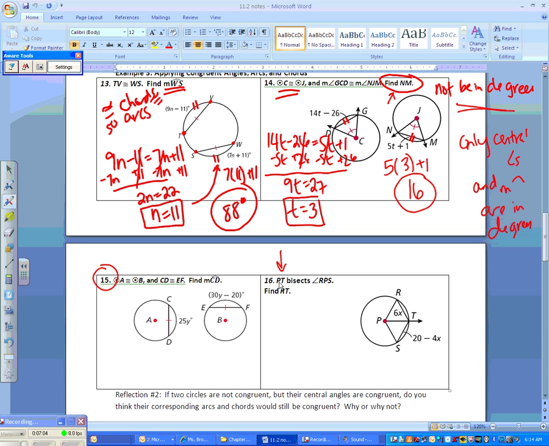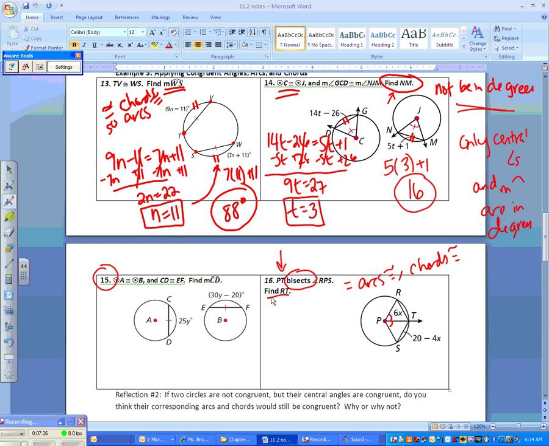Okay, so 16 says PT bisects angle RPS, and that's so important because bisects means that it's going to cut this angle into two congruent pieces. So now we have one circle with two congruent central angles. So that means that the arcs are going to be congruent, and that means that the chords are going to be congruent. Two awesome things happen.